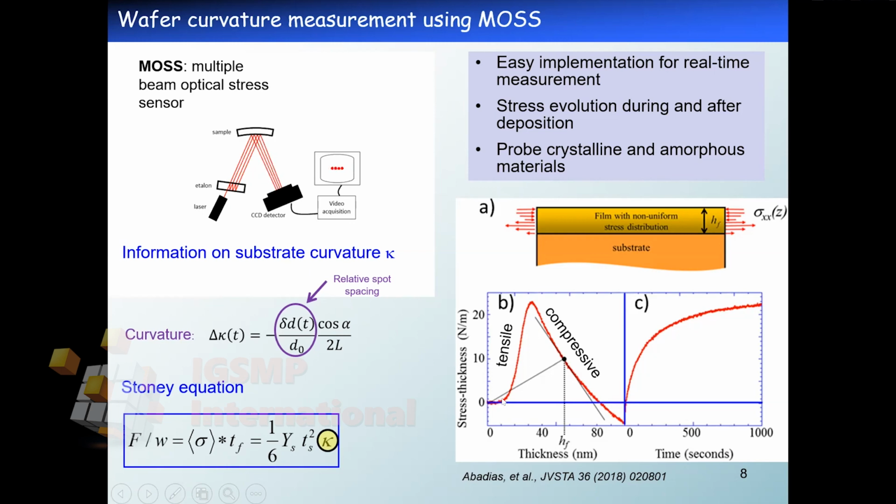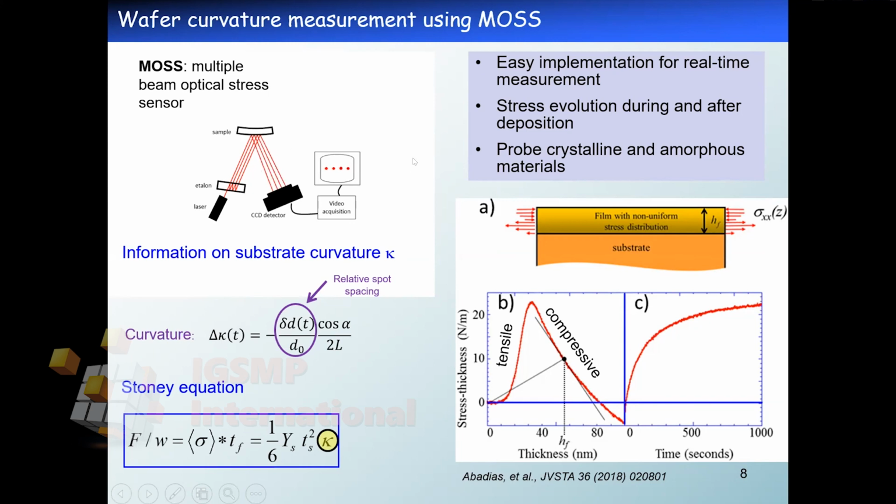So we have initially here a positive slope of the curve. That means tensile stress by convention, and then we could observe a change, a negative slope, compressive stress here. What is also interesting is that we can capture with this technique what also happens after deposition. So when we stop the deposition, it's also possible to monitor the change of curvature, and in many cases we also observe some evolution after deposition.